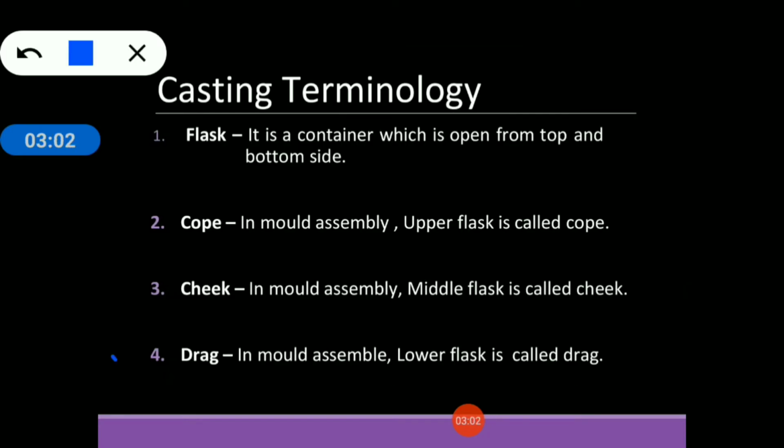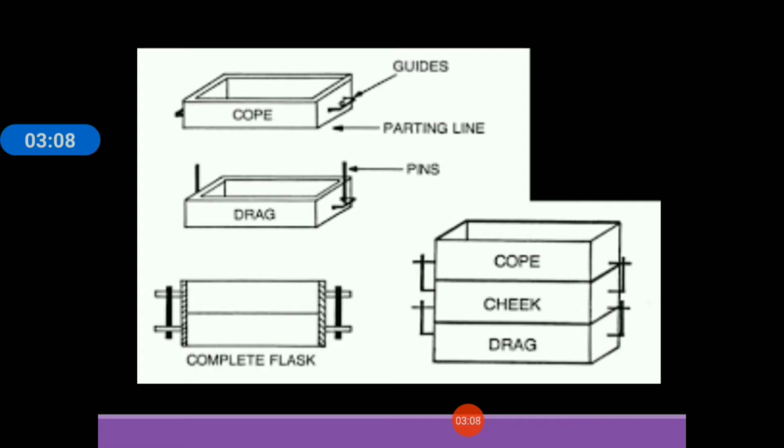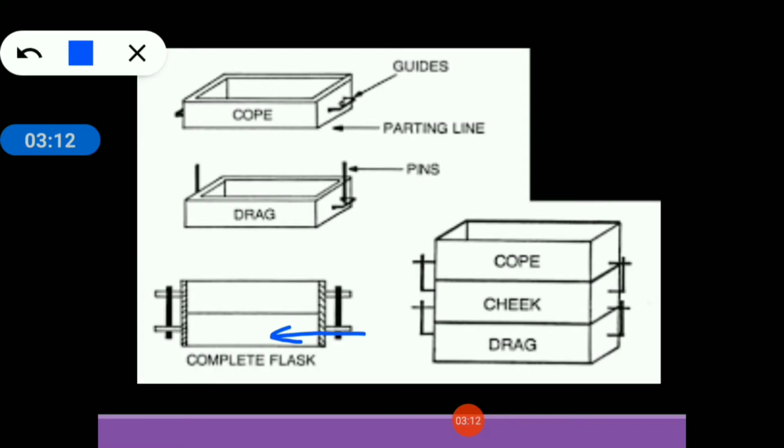And drag. In the mold assembly, the lower flask is called drag. See in this figure, the lower flask, this one, this is the lower flask, this is also the lower flask. So the lower flask is known as drag.